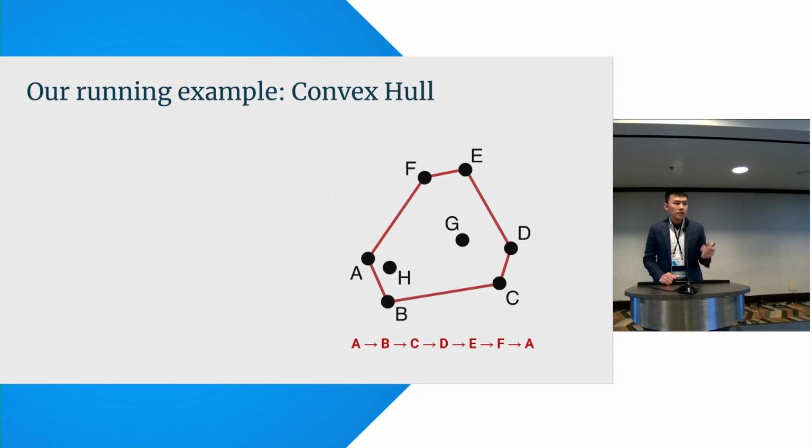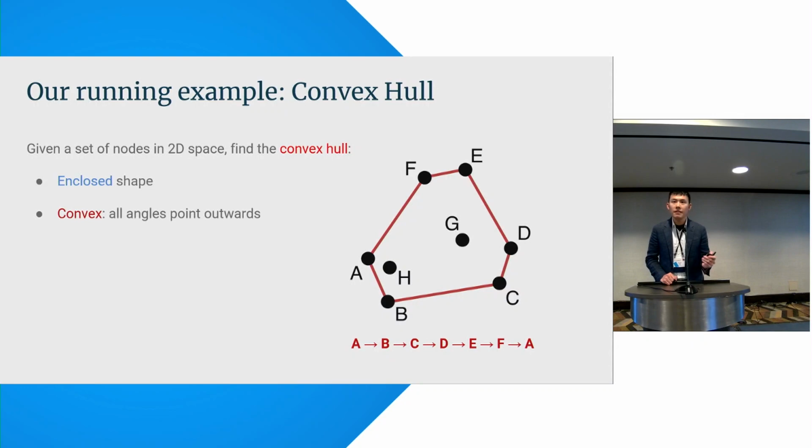Now, let's see one of our benchmarks that we used and how we can apply refinement on it. In this benchmark, we are given a set of nodes in two-dimensional space, and we want to find the Convex Hull of the graph. The Convex Hull can be defined using three properties. It needs to be an enclosed shape. It is convex. This means that every angle of this shape should be pointing outwards, away from the cluster of nodes. And finally, it is a hull. This means that every node needs to lie either on this hull or inside the area enclosed by it.